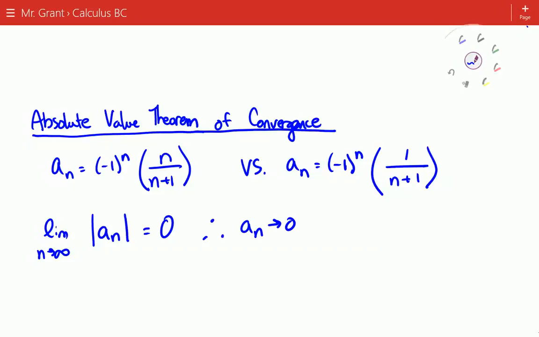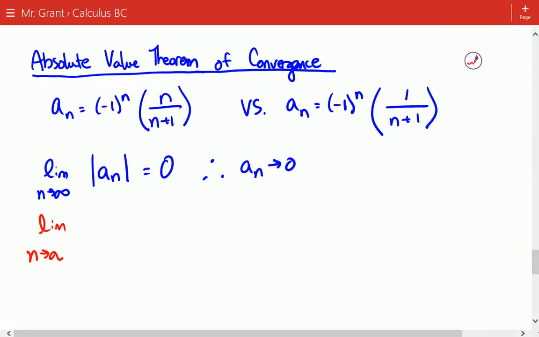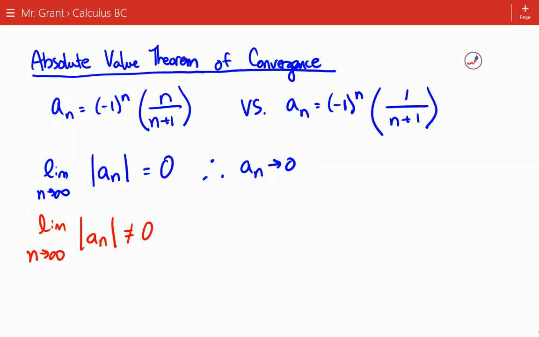However, if we take the limit as n gets infinitely large of the absolute value of a sequence, and it converges to some other number that's not 0, so it does converge, but it converges to 1 or 6 or negative 4, then we know absolutely nothing about a sub n. It doesn't tell us if it converges or not. So we only know, yes, if this happens it converges, or it doesn't converge.